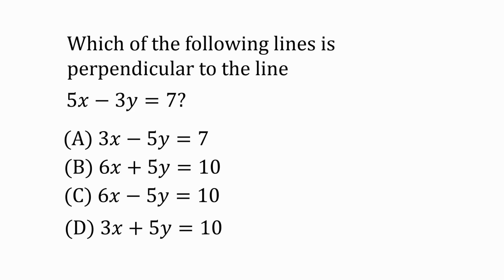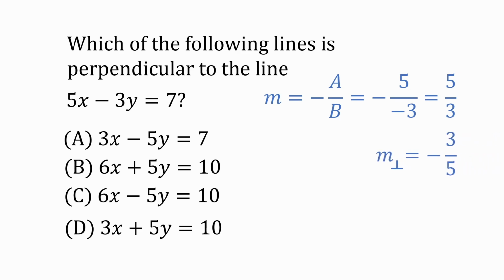Which of the following lines is perpendicular to the line 5x minus 3y equals 7? First, let's use the formula to get the slope of 5x minus 3y equals 7. It would be the negative of 5 over negative 3, which is 5/3. The perpendicular slope is the negative reciprocal, so it's negative 3/5. Whichever answer choice has that slope is our answer.